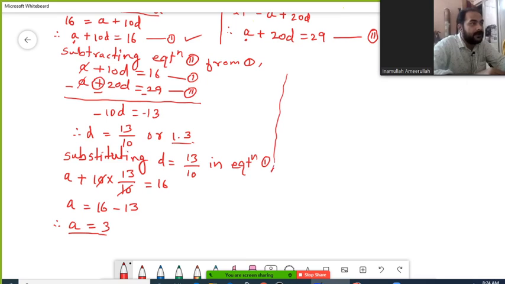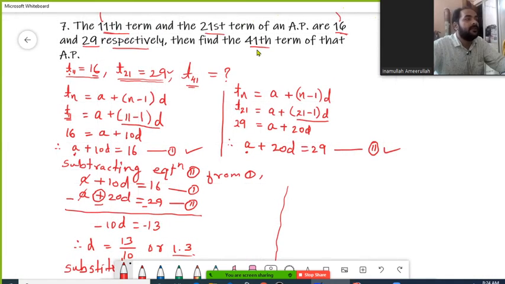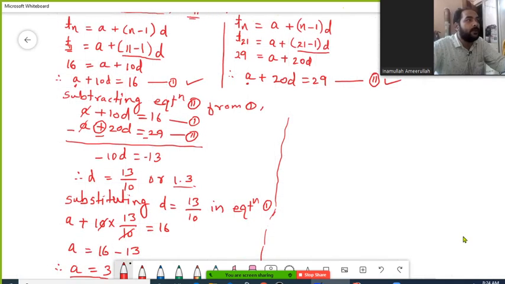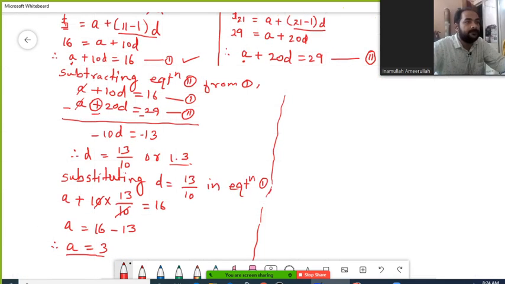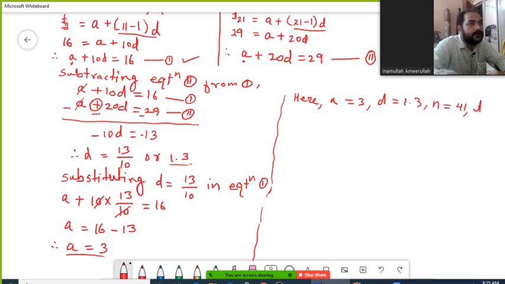Now it's time to find out what the question is about. The question says find the 41st term. So T41 we need to calculate. This time you have the value of a. So now we are going to find out T41, where we have a as 3, d as 1.3 or 13 by 10, any one of them you can use, and n is 41, and you need to find out T41. This we need to calculate.